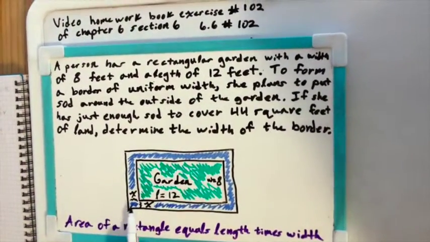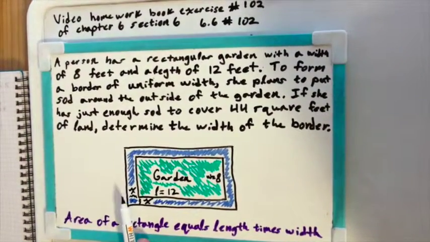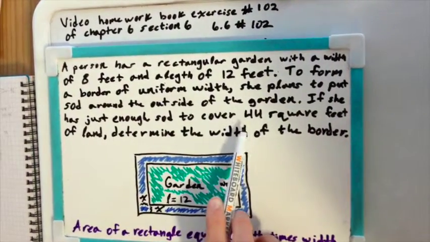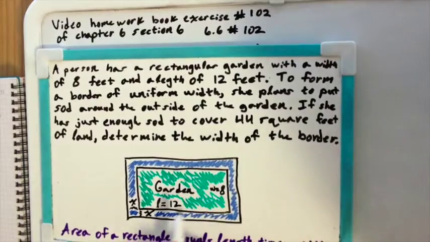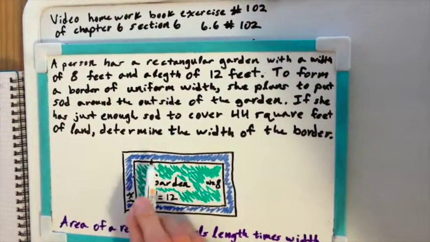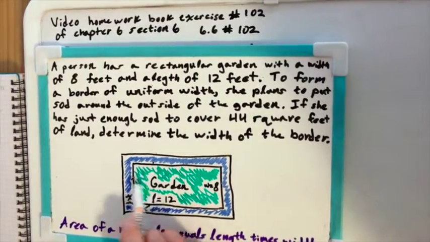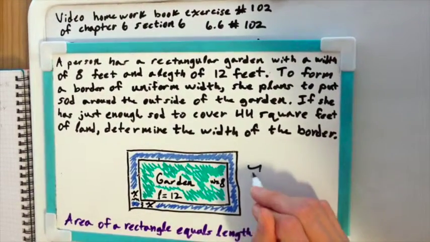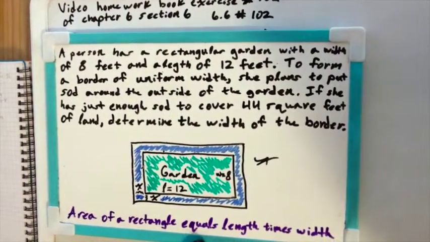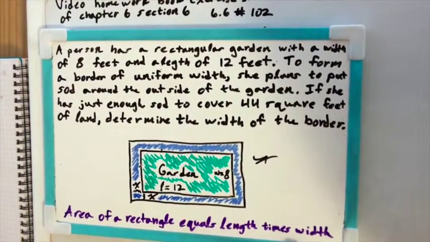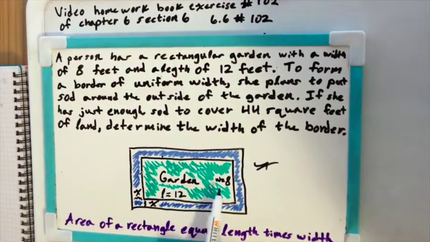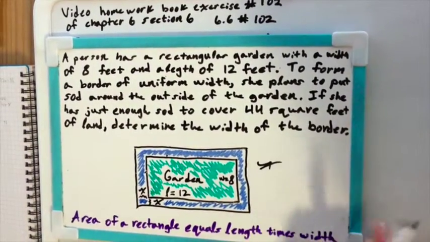We're not given the dimensions of the outside border, but we're given that its total area is able to cover 44 square feet. We know since it's uniform that both sides, this one and this one, are equal. So we're going to set it to x. And we know the area of a rectangle is equal to the length times the width. So we're able to calculate the area of the garden as 12 times 8, which is 96.